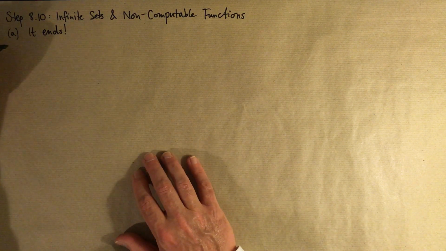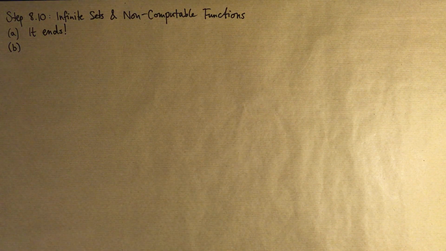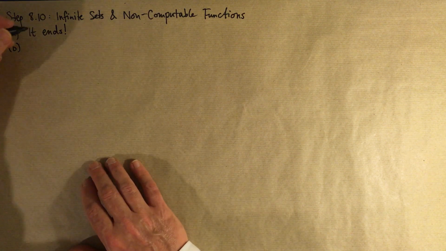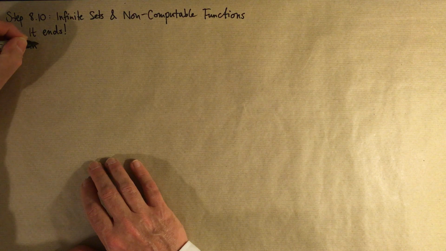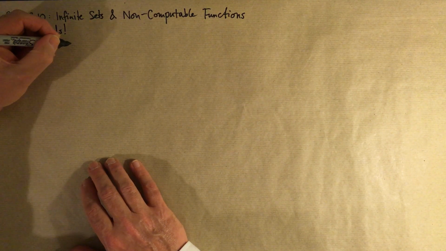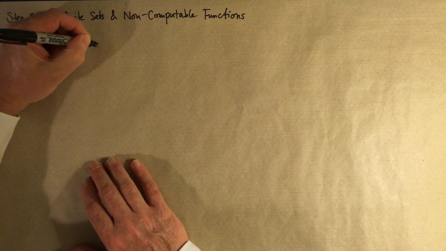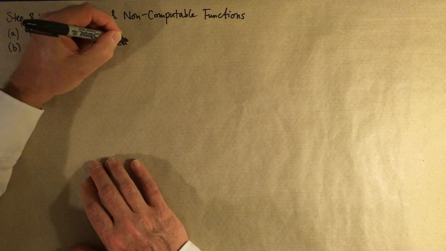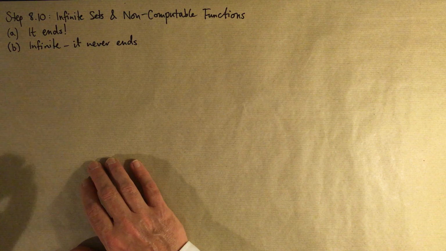The difference with that and an infinite set is that an infinite set will never end, no matter how much time you've got. So the number of grains of sand in the Sahara Desert is a very, very large set, but it is not infinite. An infinite set never ends. Infinite means there is no end, no matter how much time you've got.